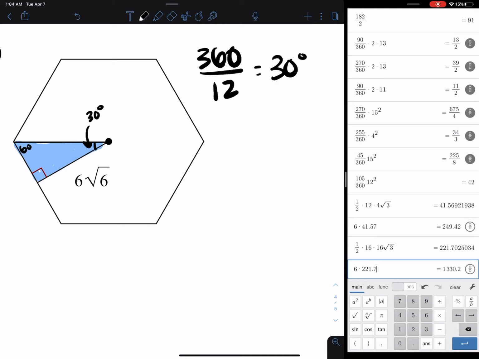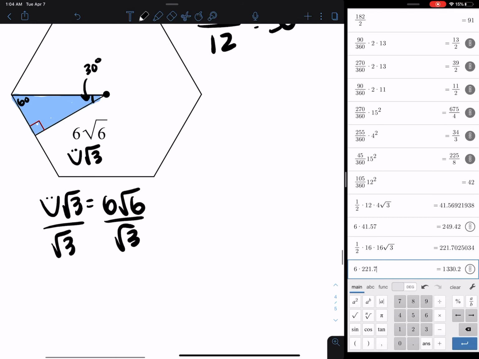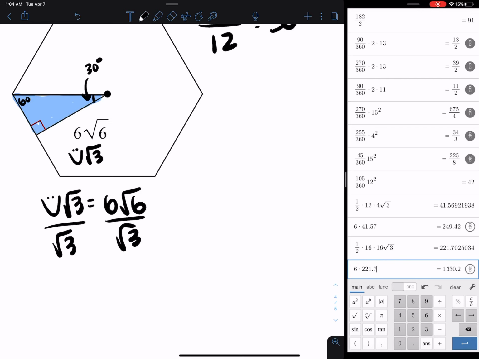So it's also a special right triangle. And on this one, we have the medium side. So this is our smiley face square root of 3. So if we set these equal to each other, we just divide by the square root of 3 on both sides. And when we have a situation like this, where we have the square root of 6 divided by the square root of 3, we just do 6 divided by 3, which is 2. Because they're both radicals and the index is the same, so we can do that. So we would have 6 square root of 2 for this side over here.